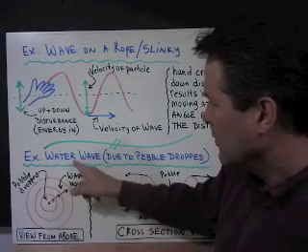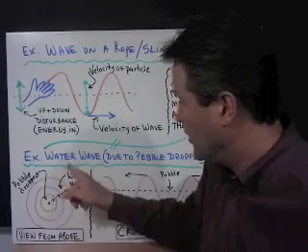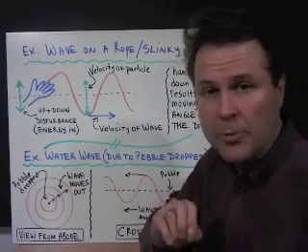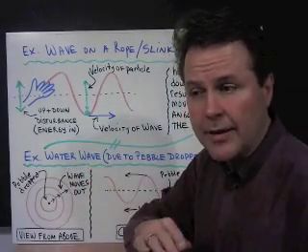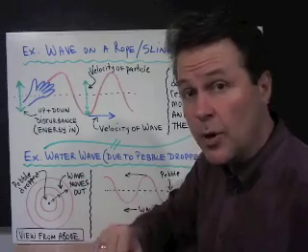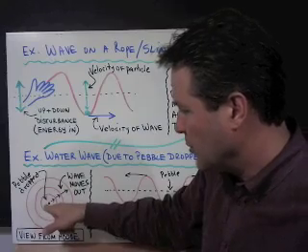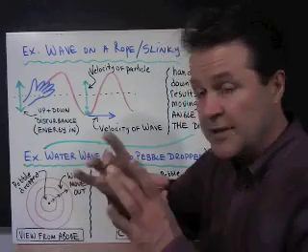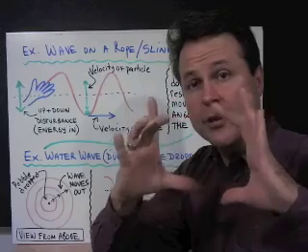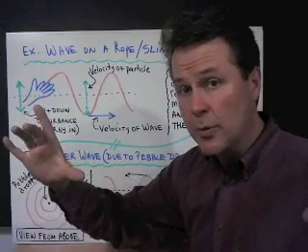Another example, which you are no doubt familiar with, is a water wave due to a pebble dropped into an undisturbed surface of water. So here's a top view. If we were to drop a pebble into the water, what would happen is you would get a series of concentric circles that would move or propagate outwards.